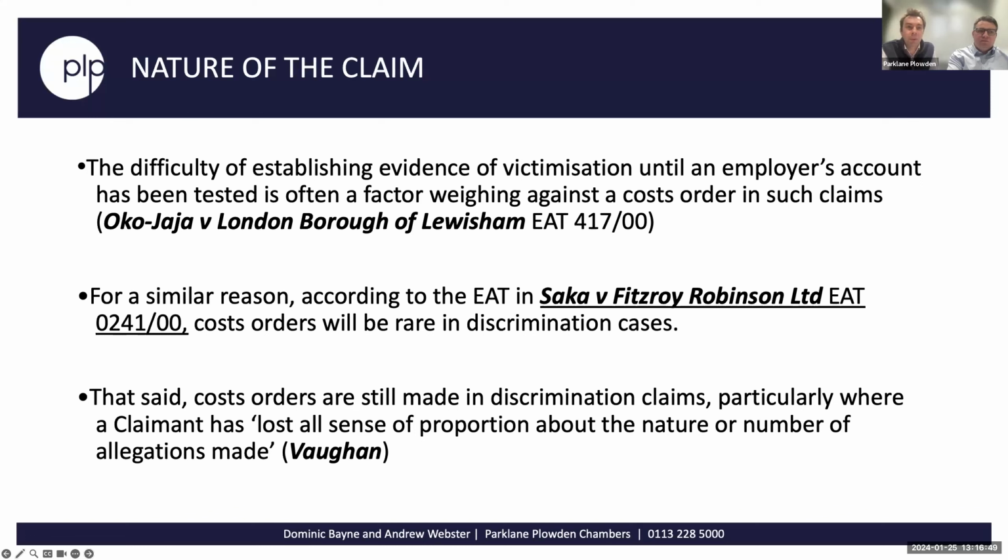So, for example, in the Okoh case, the tribunal made a costs order on the basis that the claimant had all the potential evidence available, and that was overturned by the EAT because that was just wrong. The claimant hadn't had the opportunity to cross-examine the respondent witnesses and didn't know how they were going to react to the questions that he was going to put. Essentially, for the same reason that strike-out applications are rarely successful in discrimination claims, that also applies to costs applications.